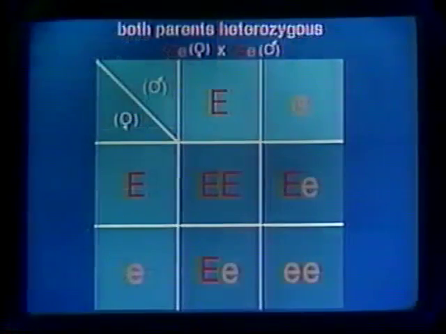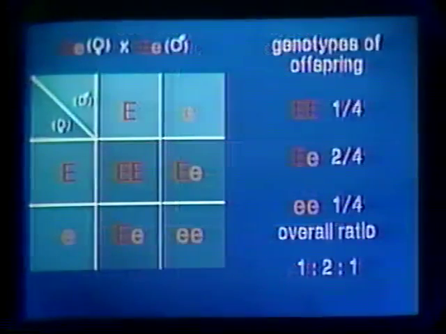Now, suppose two people that are heterozygous for this trait have children. Each parent has one dominant and one recessive gene. This diagram of the genotypes shows the possible results. The chances are 1 out of 4 that the offspring will be homozygous dominant, 2 out of 4 that the offspring will be heterozygous, and 1 out of 4 that the offspring will be homozygous recessive. The overall ratio of genotypes will be 1:2:1, the same as when two coins are tossed.